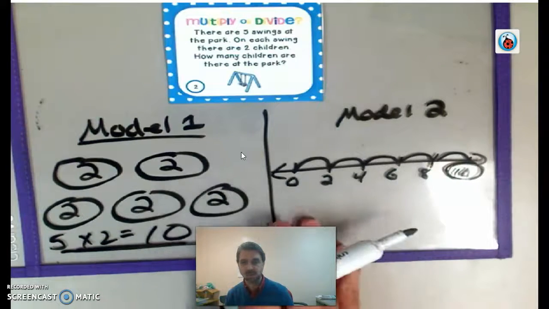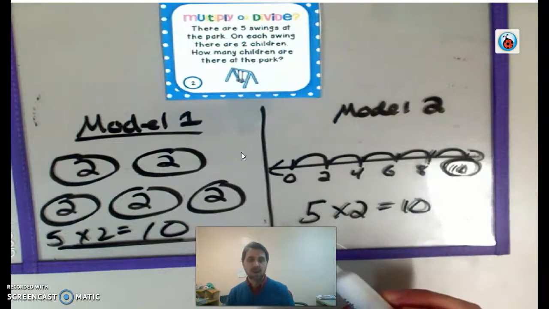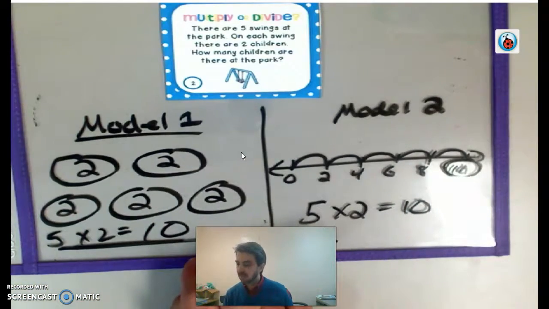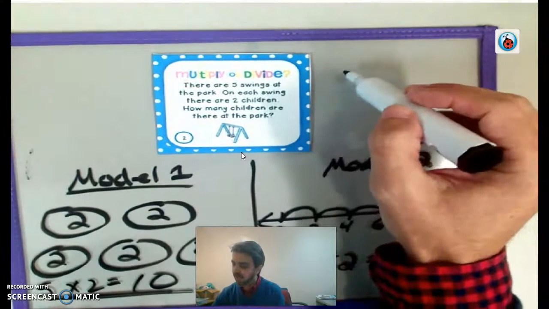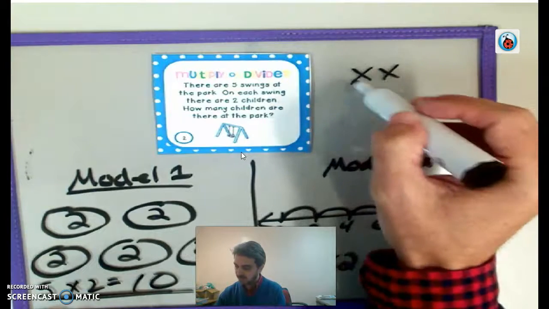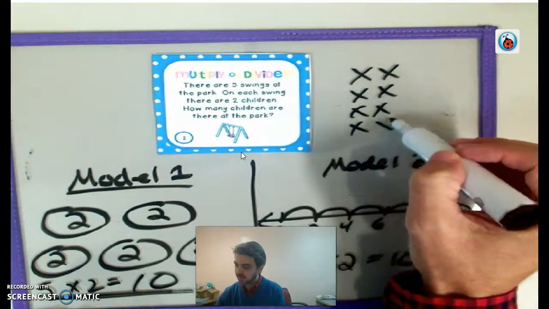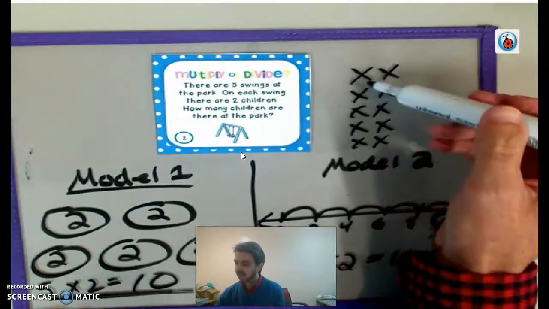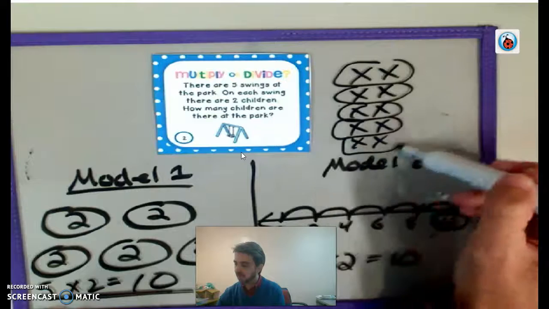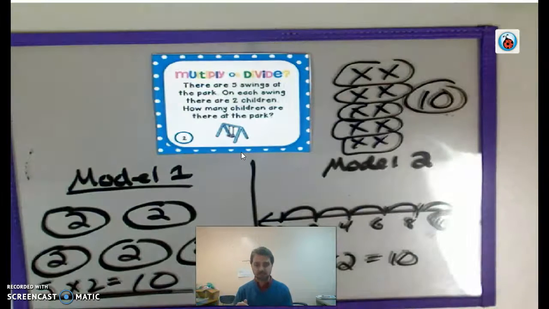So there's my equation. And over here I have the same thing. 5 groups of 2 gives me the answer. So there's lots of ways that we could model this. I could even do an array. There's 5 swings, so maybe each row represents a swing. So that's one swing with 2 students, 2 swings, 3 swings, 4 swings, 5 swings with 2 students. So I can see it's 1, 2, 3, 4, 5. I have 2, 4, 6, 8, 10 students on the swings. So that would be more like an array.